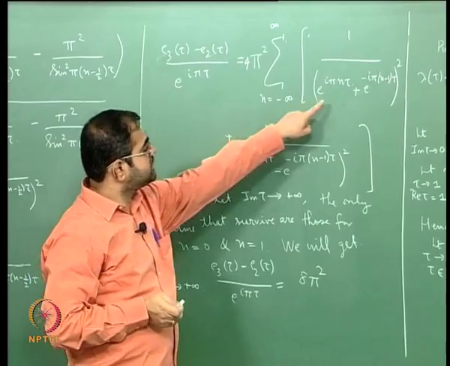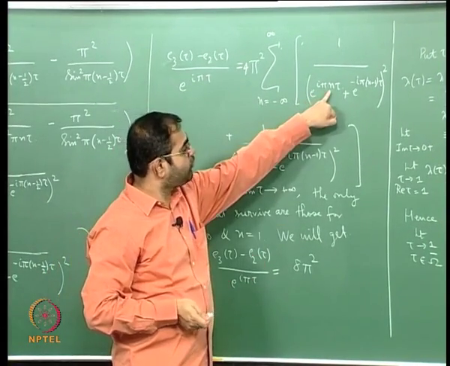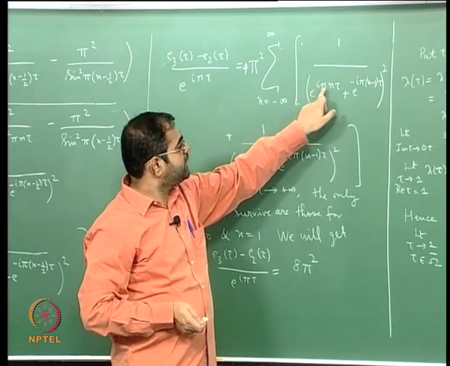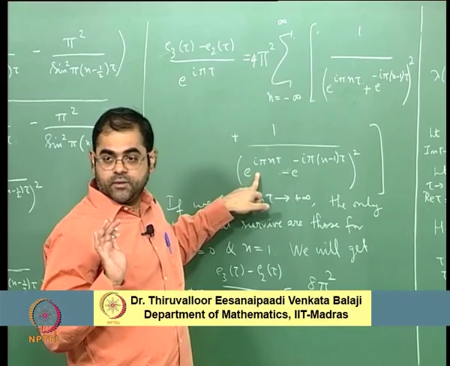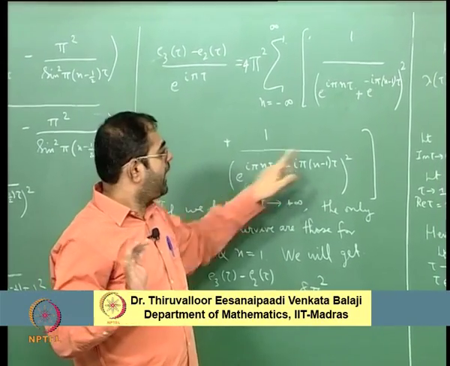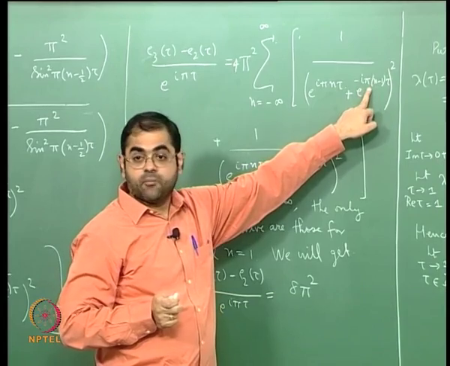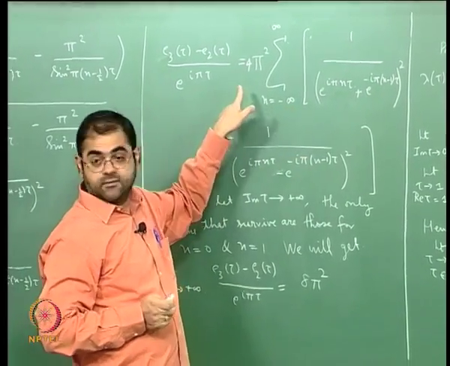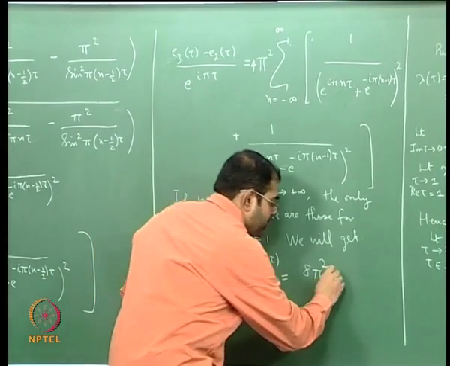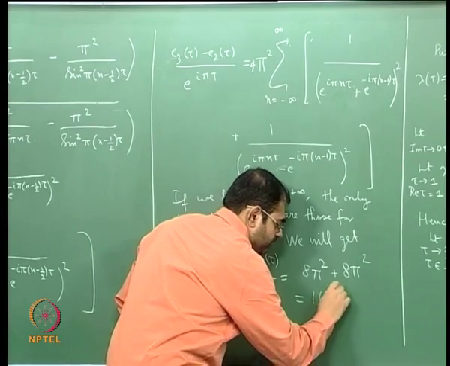And then when I put n equal to 1, the reverse is going to happen. When I put n equal to 1, you see this will become e power i pi tau, this will also become e power i pi tau, that is going to go to 0, and this is going to become 1. So again I will get a 1 here, I will get a 1 here, I will get another 8 pi squared, so I will get 8 pi squared plus 8 pi squared, so I will get 16 pi squared.